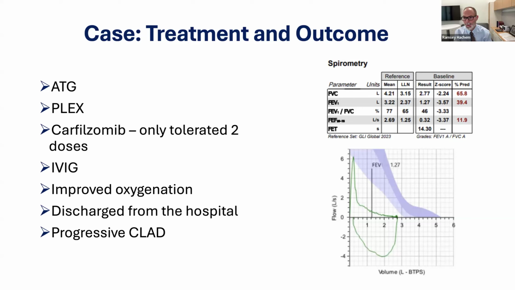Recent clinic visit with pulmonary function tests show an FEV1 of 1.27 liters, which is 39% predicted. Remember, his baseline lung function before this episode of AMR had an FEV1 that was approximately 83% predicted. Unfortunately, this is a common clinical course where there's what appears to be an initial improvement. The patient no longer requires oxygen and can go home from the hospital, but there's progressive CLAD.